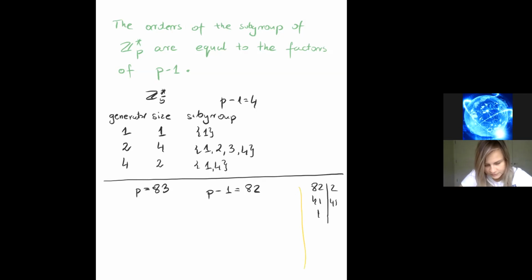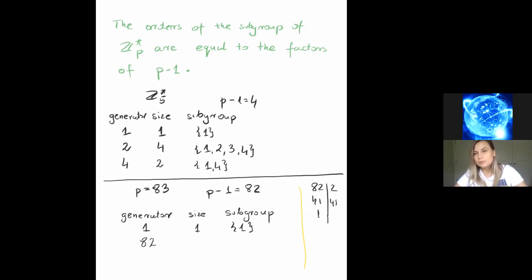Of course, 1 will generate a subgroup of size 1. So generator 1 generates a subgroup of size 1 with just 1. Now, there is a rule: P minus 1 always generates a subgroup of size 2. We have 1 and P minus 1, in our case this is 82. Like before, you can notice that 4, which is P minus 1, generates a subgroup of size 2: 1, 4. So that's one of the rules.